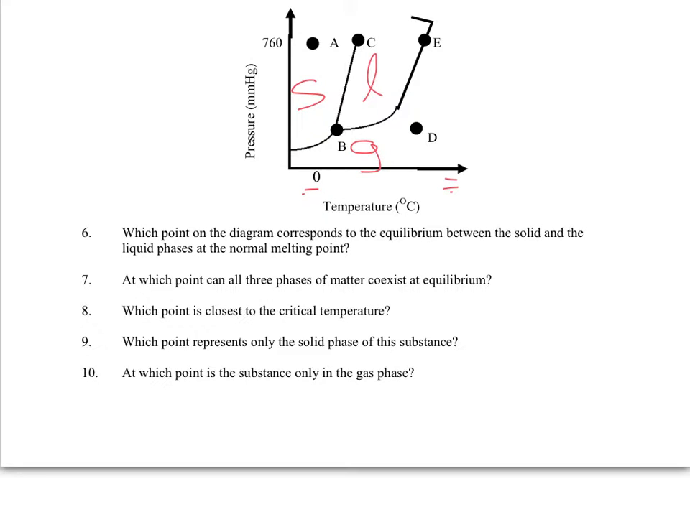I'm going to look at number 7. At which point can all three coexist? It is B. Very good. That is called the triple point. Why is it the triple point? Because all three are there. That's called the triple point.